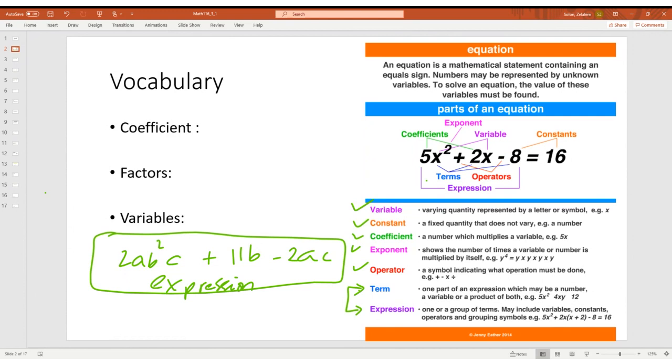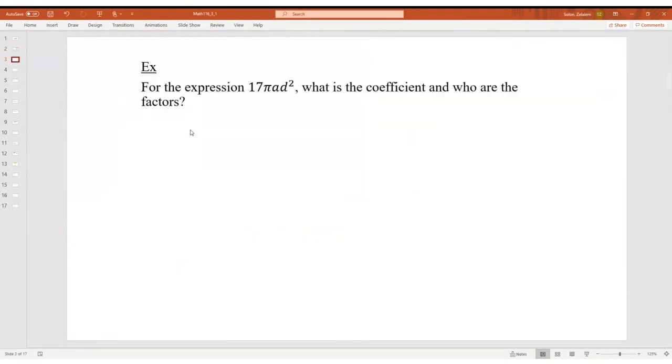Any question? If you have any question, please write on the chat. I know this is just to introduce the vocabulary. Let's go to the next slide. Now, in the next slide, we have an example.